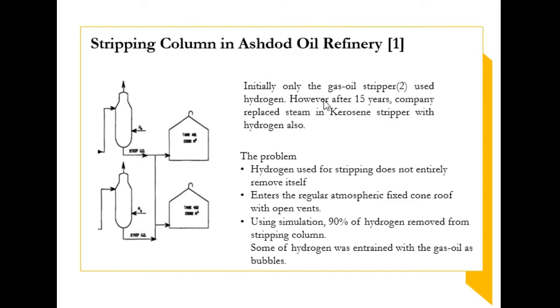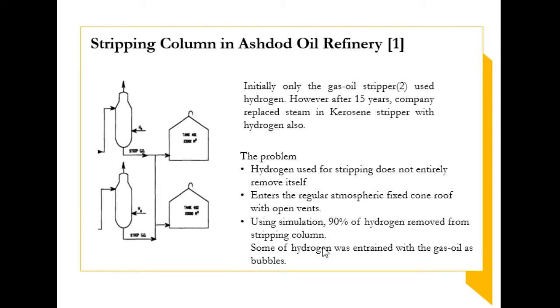15 years later, the hydrogen stripping also replaced the steam in the kerosene stripper. However, the problem with using hydrogen is that hydrogen does not entirely remove itself from the stripping column. With the product and the bypass stream, it also enters the regular atmospheric fixed cone roof tanks, which had open vents to the air. According to simulations done, about 90% of hydrogen was removed from stripping.